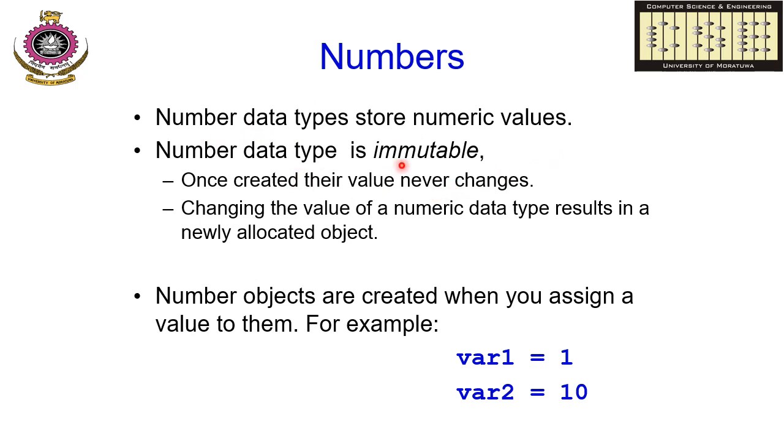And the number data type is immutable, similar to the string data type. So you can't manipulate or update the values inside a number. Changing the value of a numeric data type results in a newly allocated object, and number objects are created when you assign a value to them. For example, you can have different variables: 1 is assigned to var1, and 10 is assigned to var2.